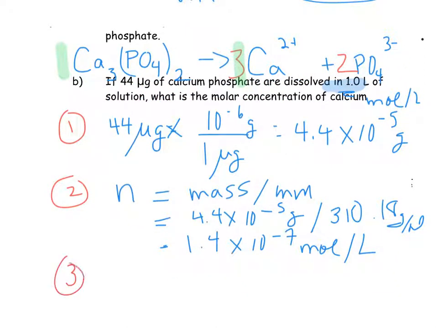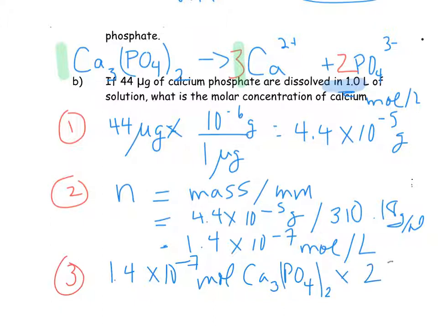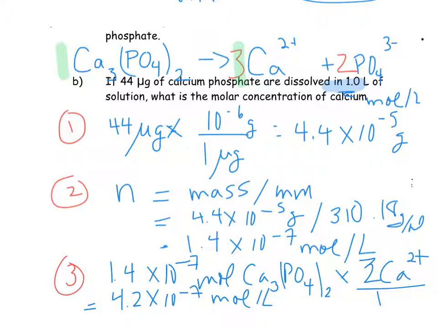And so my third step is going to be to say, well, I have 1.4 times 10 to the negative 7 moles of calcium phosphate. But there's 3 calcium ions for every 1 calcium phosphate. So essentially I'm just tripling that, so times 3. So that gives me 4.2 times 10 to the negative 7 moles per liter of calcium ion. And I'm done. All right, let's move on.